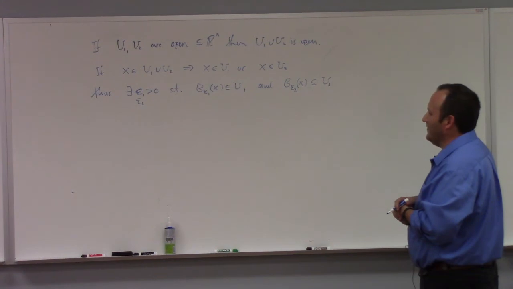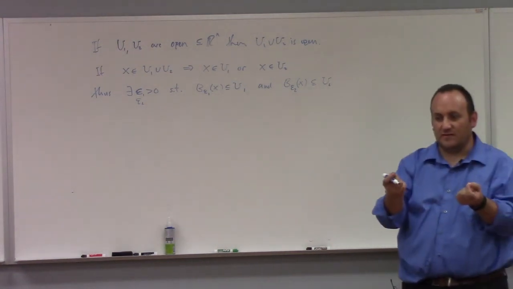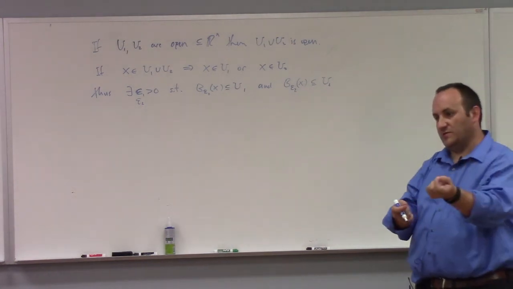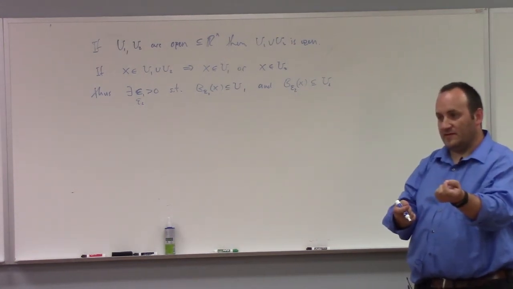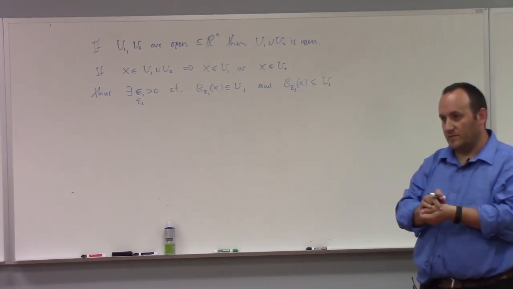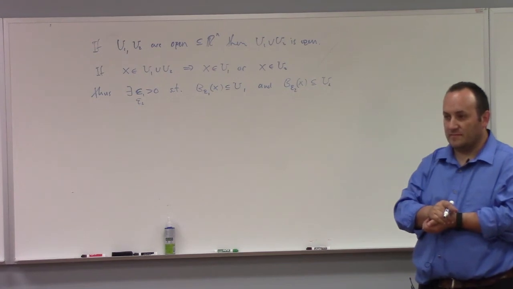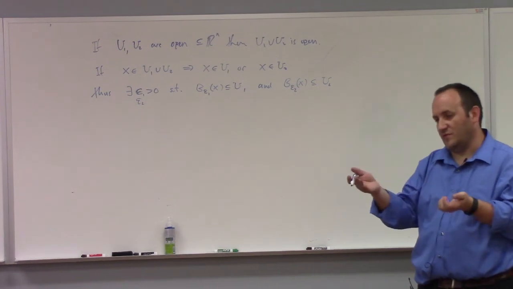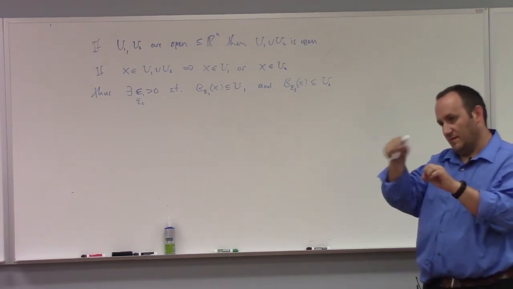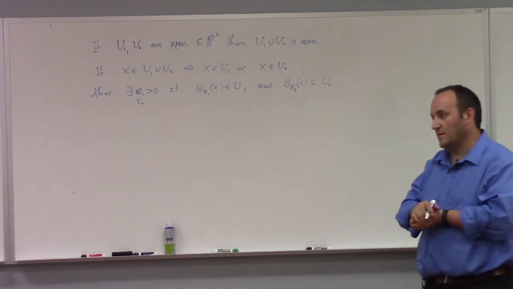I mean, I'm not wording this the most natural way. The point is, if it's a point in the union, it's either a point in U1 or a point in U2. In either case, it's an interior point because we're assuming U1 and U2 are open. So it follows that there's an open ball in the union, right? So the union's open. To show that it's open, we have to show that there's an open ball around a given point.